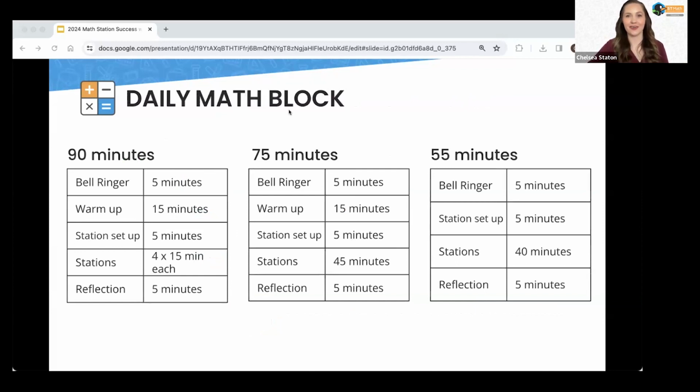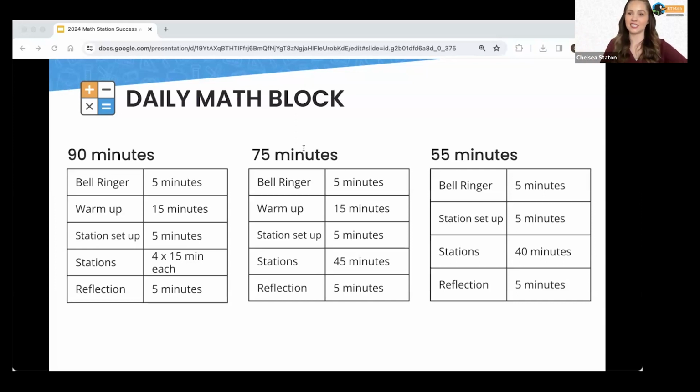So 90 minutes was always ideal for me, but I know not everybody has that amount of time for math class. I mean, if I had my way, we would just teach math all day long, and I would just get to keep the kids all day. So these are just some ideas for how the math block might be broken up. It's definitely still possible to do some variations of stations in a shorter math block.